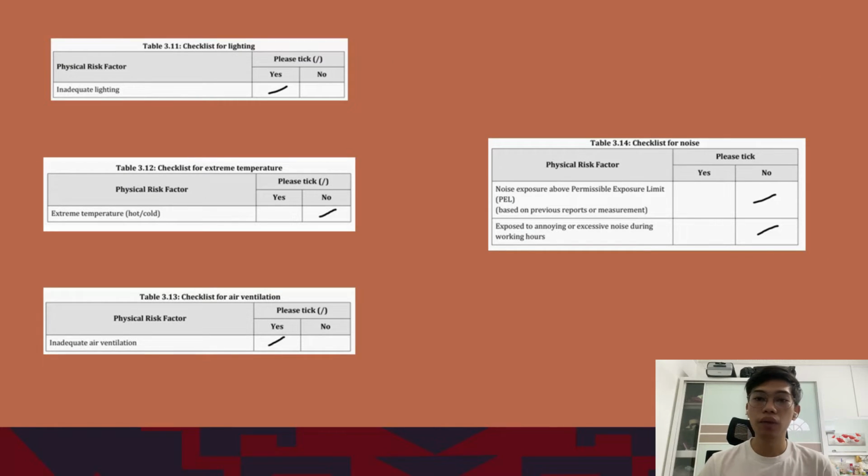There is no vibration. For the inadequate lighting, it is going to be yes, because the lighting from the welding can stress the eyes. For the extreme temperature, no, there is no extreme temperature, and yes for the air ventilation because of the smoke coming from the welding, and also no for the noise.